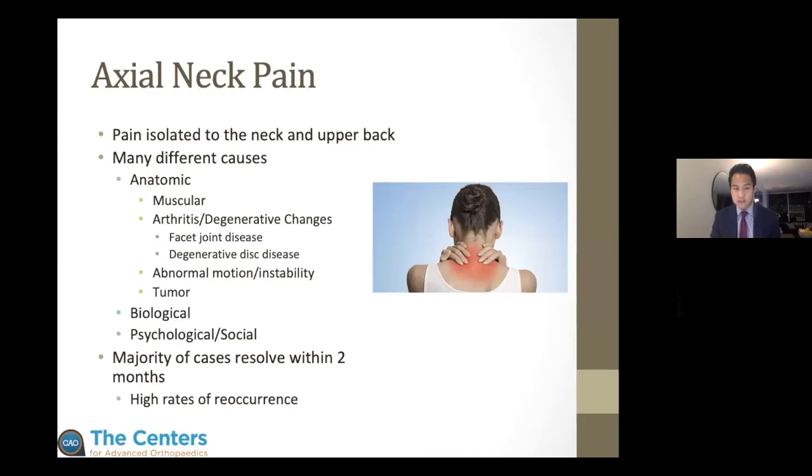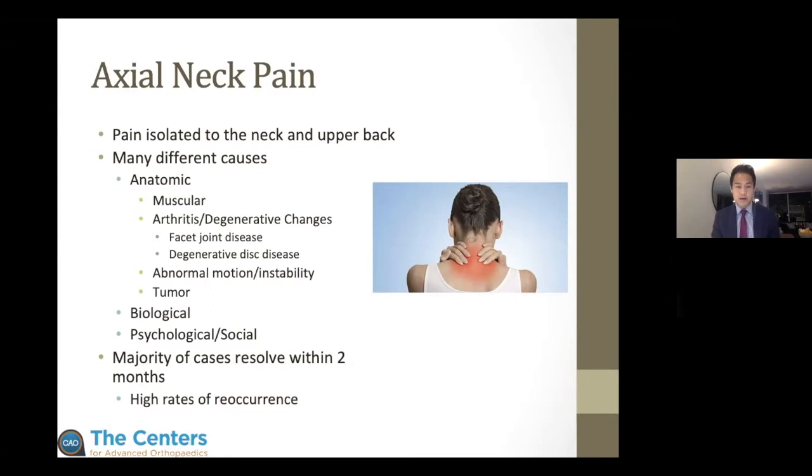The first ones are obviously anatomic in nature. We've already alluded to how muscular problems can cause people to have neck pain, but also arthritic and degenerative changes of the spine involving the facet joint or the discs, having any sort of abnormal motion and instability from either trauma or degenerative changes. Tumor can also cause anatomic defects in the spine that can cause you to have axial neck pain. Other causes of axial neck pain involve biological things such as fibromyalgia or other diseases such as hypothyroidism or rheumatoid arthritis. And then there are the psychological and social aspects, so stress, depression, anxiety. These are all things that have been studied and have been found to increase people's rates of axial neck pain.